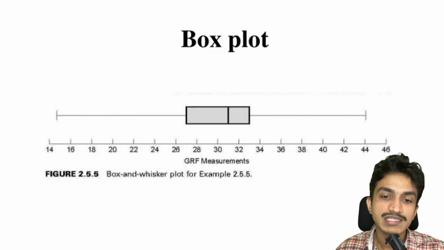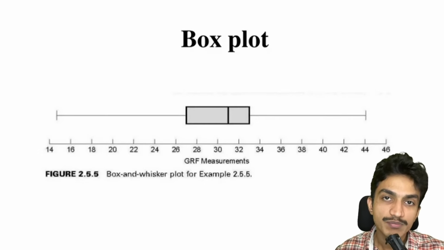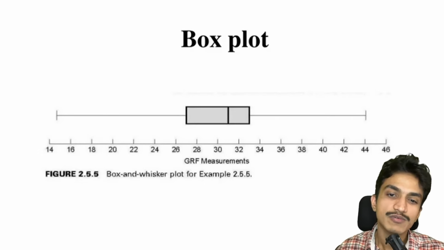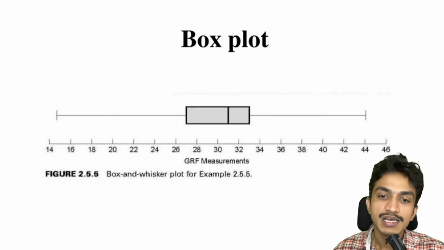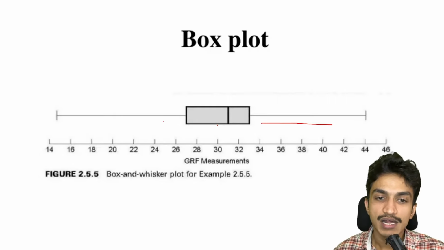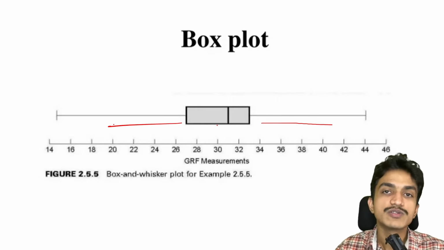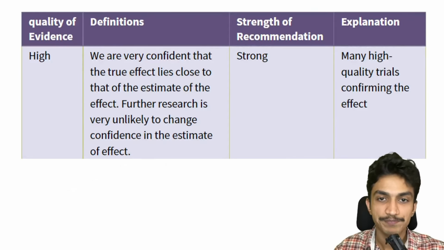Now this is an example of a box and whisker plot. No need to go into detail. This is how it appears, the box. So this is the box and these are termed whiskers. So this is also known as a box and whisker plot.